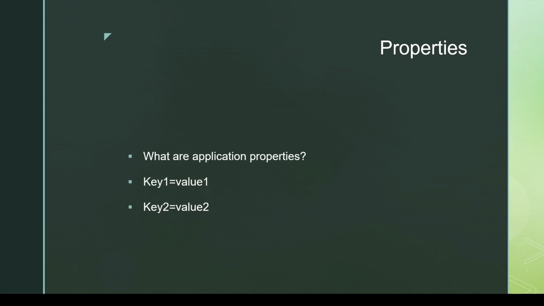Application properties are key value pairs that we provide or write in an application. So you see here we have defined two sample properties with different keys, key 1, key 2, and their corresponding values, value 1 and value 2.